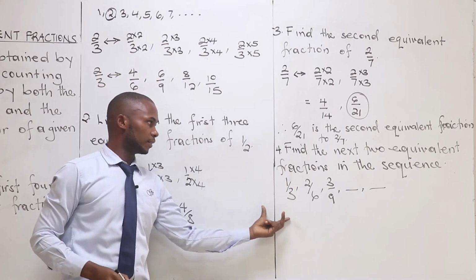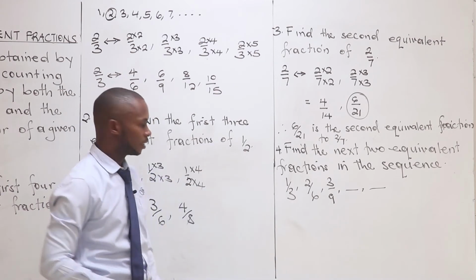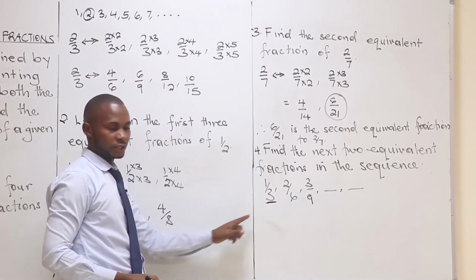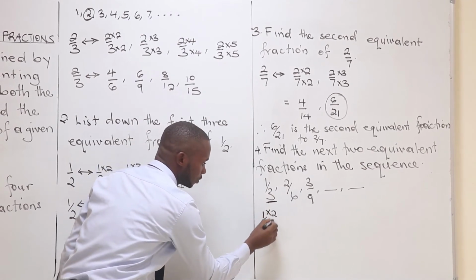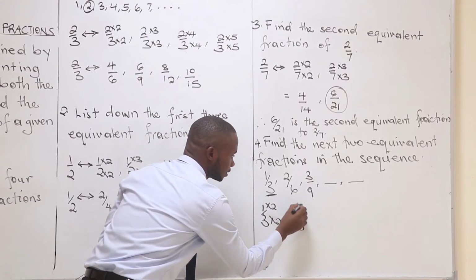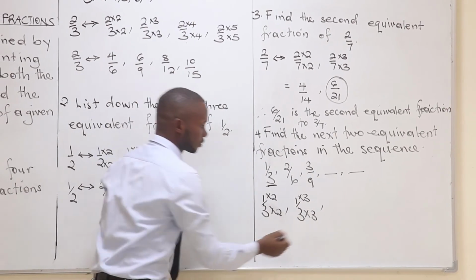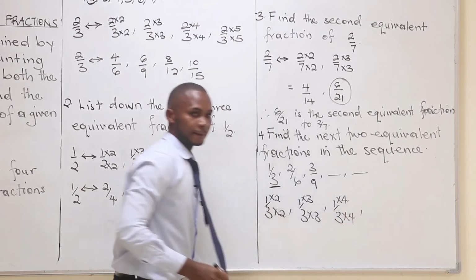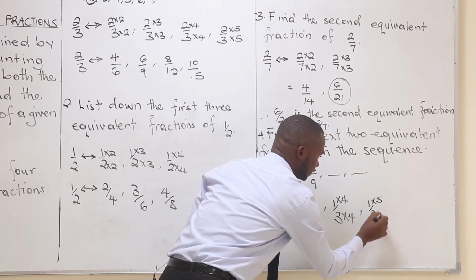Lastly, find the next 2 equivalent fractions in the sequence. Still, we shall do the same thing as we've been doing, but this time around you focus so much on the first fraction. The first fraction is a third, meaning to get this one I say times 2 times 2. To get the next fraction, that is a third times 3 times 3. Then this one in the sequence, we shall have a third. This time around it will be times 4 times 4. Then the last one, that is a third times 5 times 5.